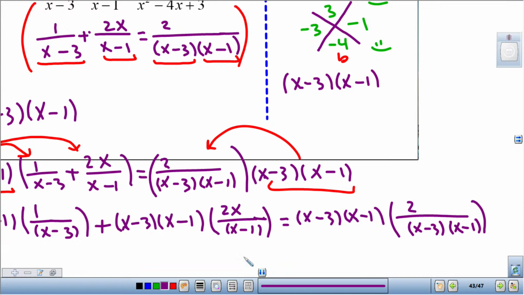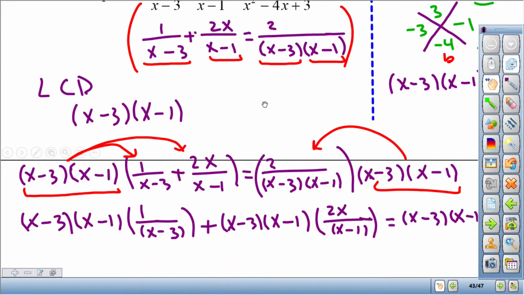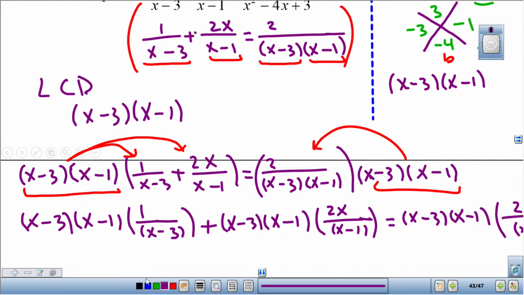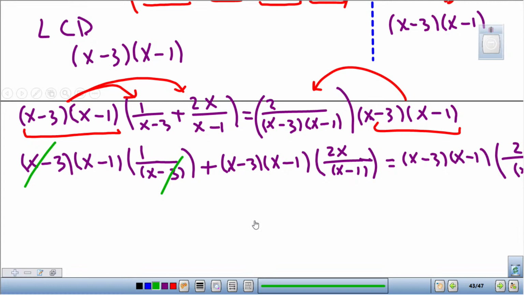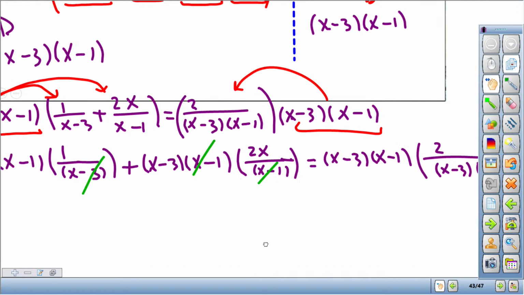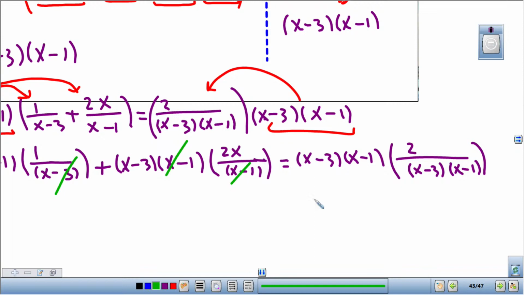I'm going to go to the beginning of this fraction in the hopes to cancel stuff out. That is the main reason for me finding the least common denominator. So look here. I could chop this, that's gone. I could chop this here, that's gone. And let me chop the other one as well. This is going to be the most attractive one. Look here. This x minus 3 is going to go bye-bye with x minus 3. This good-looking x minus 1 is going to go bye-bye with x minus 1.